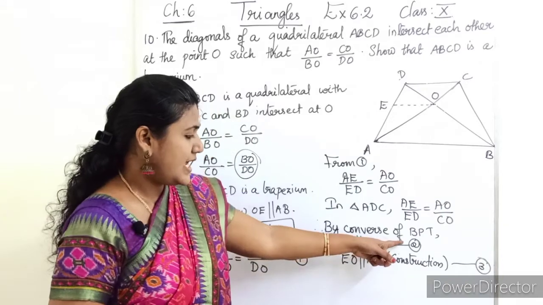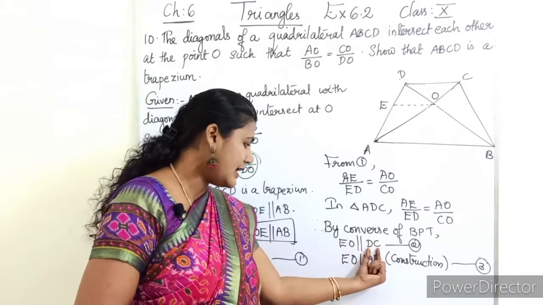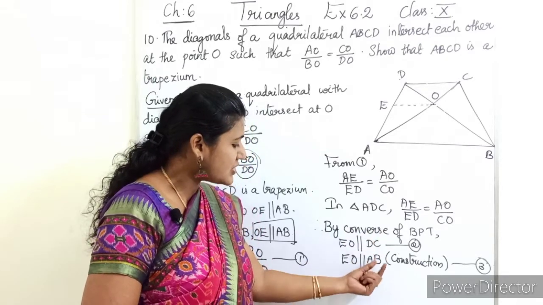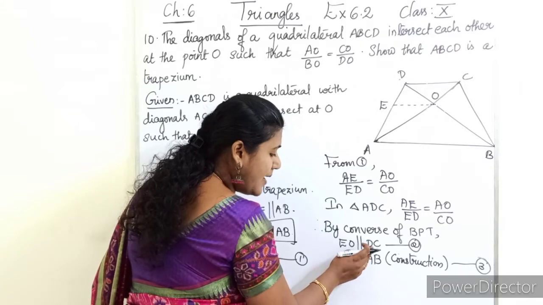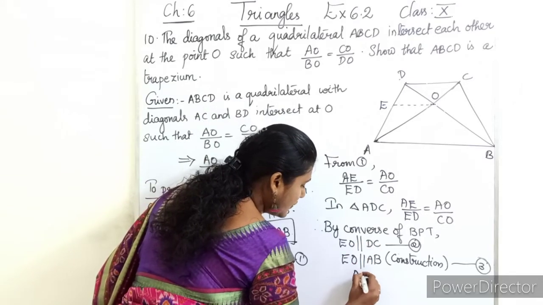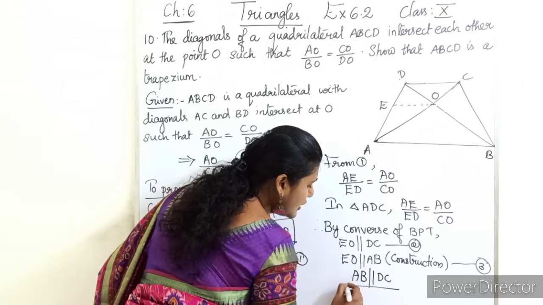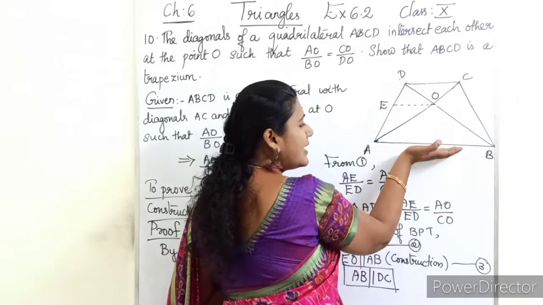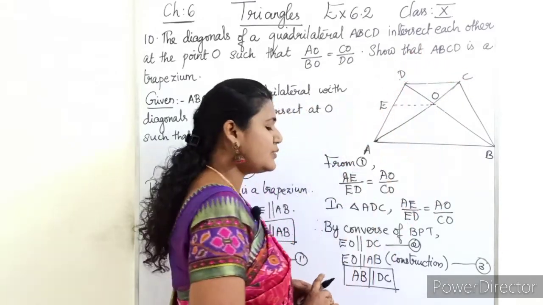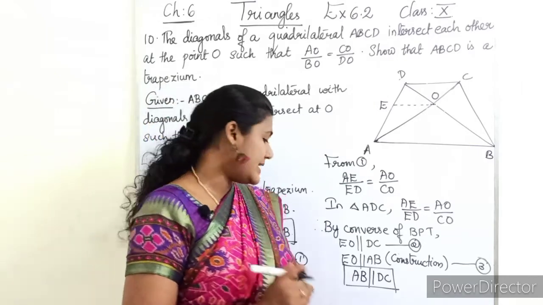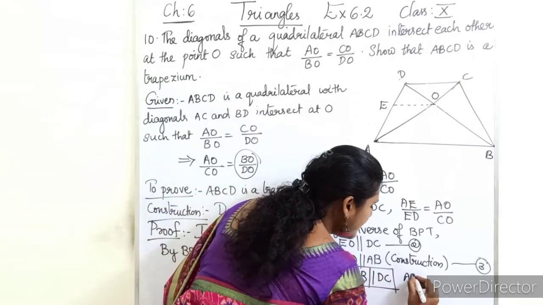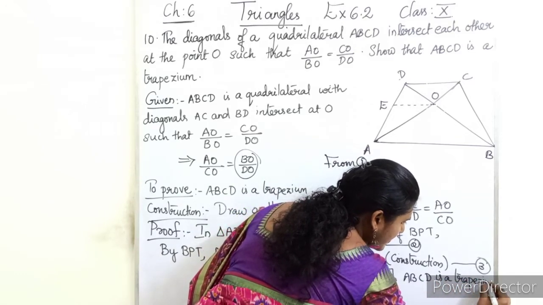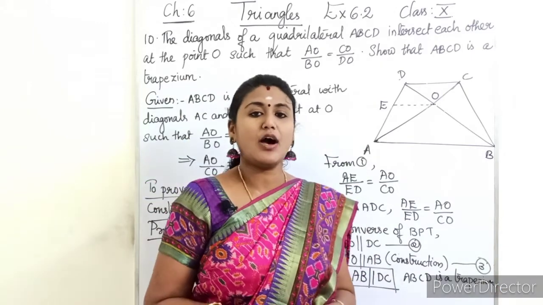Now if you see equations 2 and 3, EO is parallel to DC and EO is parallel to AB. From these two equations, what can we say? These lines AB and DC are parallel. So AB is parallel to DC. So we got this condition, that in a quadrilateral ABCD, the side AB is parallel to DC. So we can say that ABCD is a trapezium. This is how you have to prove.